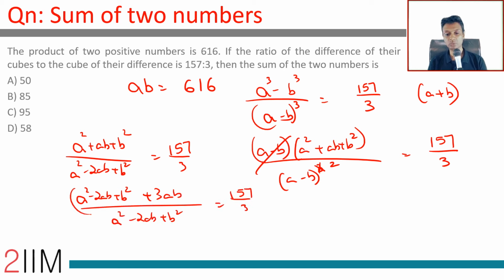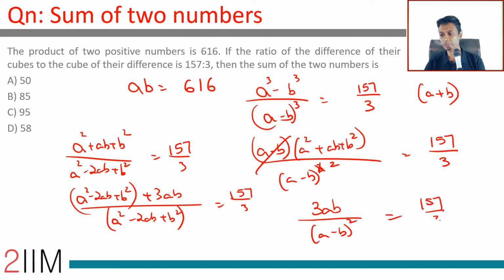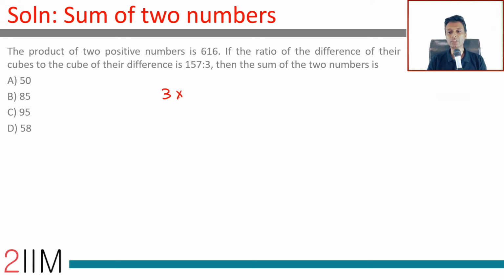Or A square minus 2AB plus B square plus 3AB by A square minus 2AB plus B square is 157 by 3. Why have I written it like this? Numerator is equal to denominator. This is 1. Or 3AB by A minus B whole square is 157 by 3 minus 1, which is 154 by 3. AB is 616. Let's work with that. So 3 into 616 by A minus B whole square is 154 by 3.